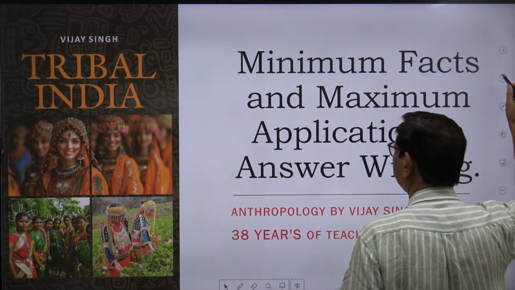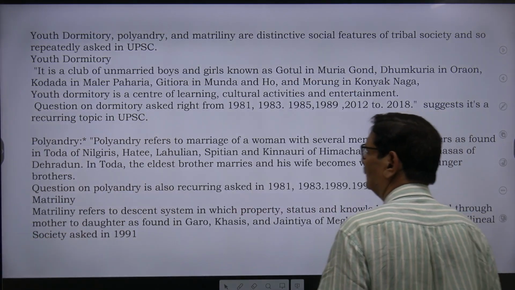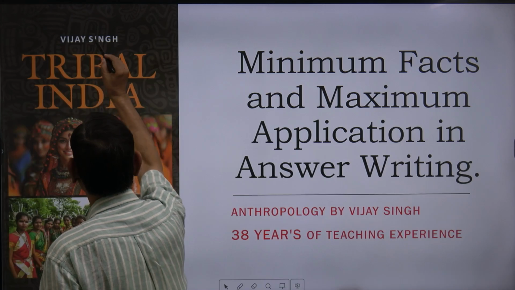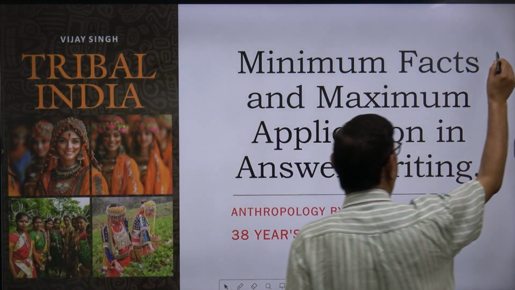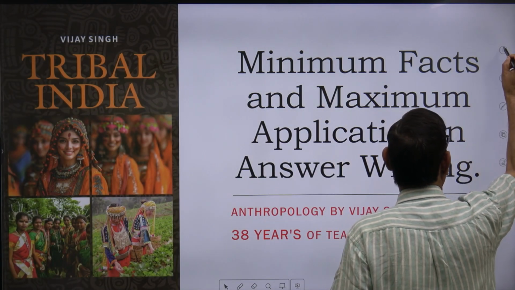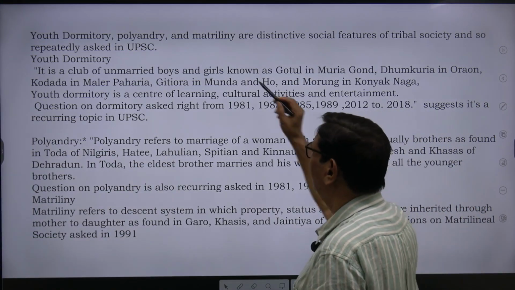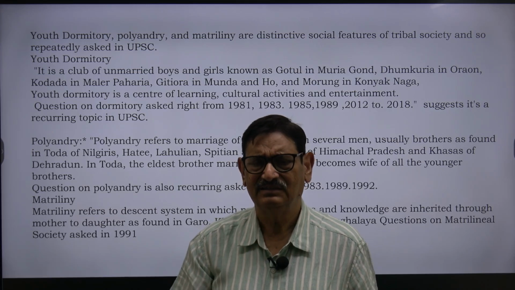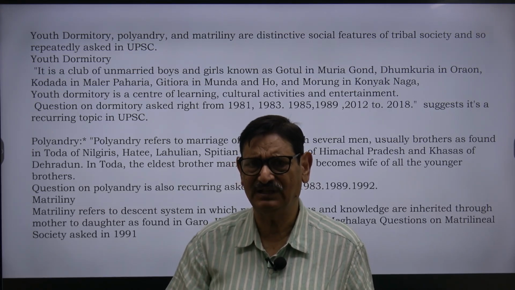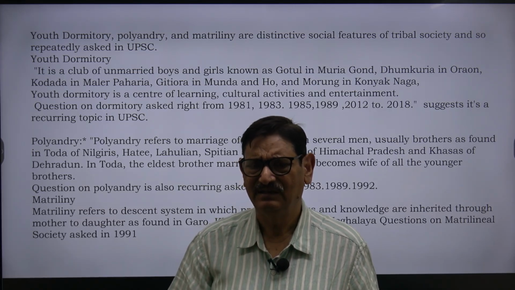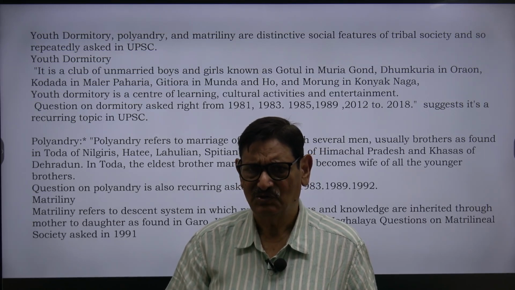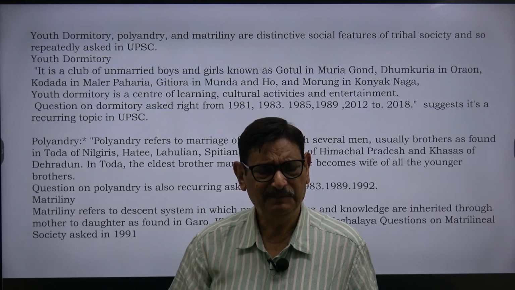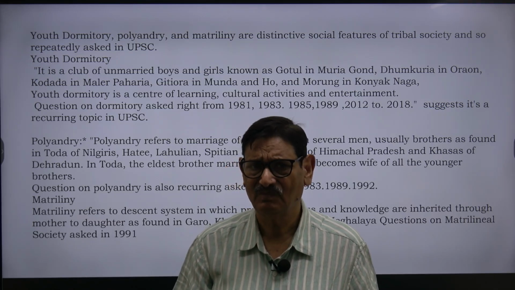The core issues of tribal society are youth dormitory, polyandry, and matrilineal. These are distinctive social characteristics of tribal society. Questions on youth dormitory, polyandry, and matrilineal have been repeatedly asked in UPSC.